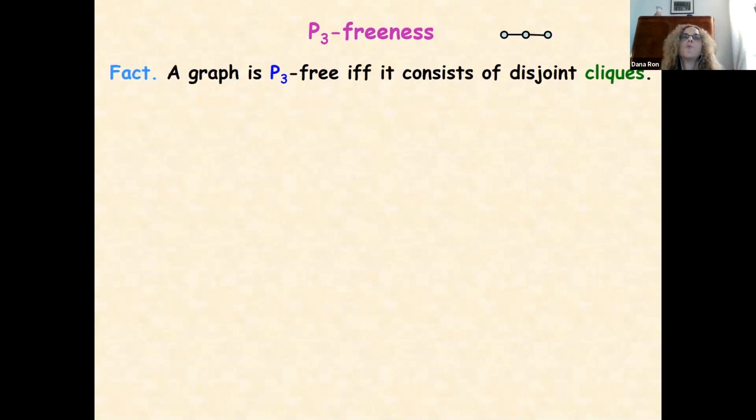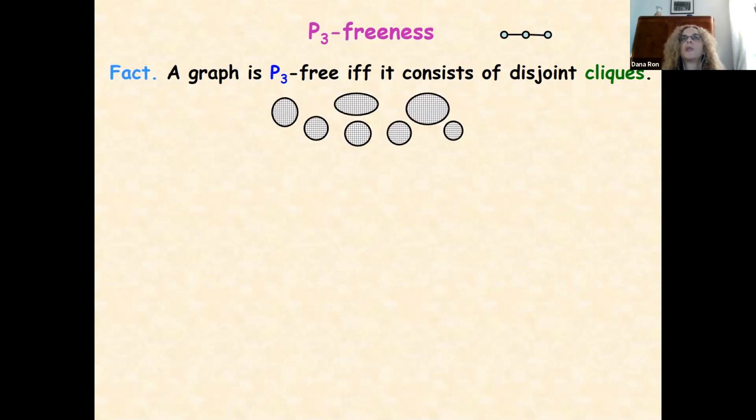Okay, so our starting point is a combinatorial fact, a known fact. A graph is P3 free if and only if it consists of disjoint cliques. And this you can check for yourself, that this is really in both directions. I don't like giving exercises in talks, but still I think it's a nice and simple one. So it's really easy to check that this is a characterization of P3 freeness.